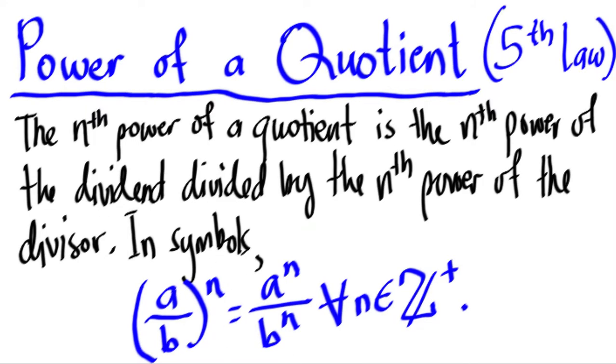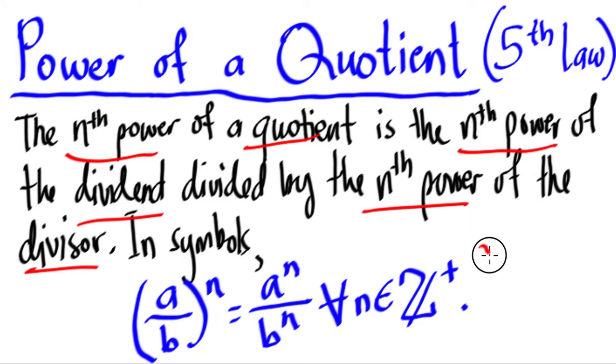So what does this fifth law state? The nth power of a quotient is the nth power of the dividend divided by the nth power of the divisor. In symbols, it's just like our fourth law, only in the division part. So a divided by b, all raised to n, is equal to a raised to n over b raised to n, for all n in the positive integers. That's what the law states.